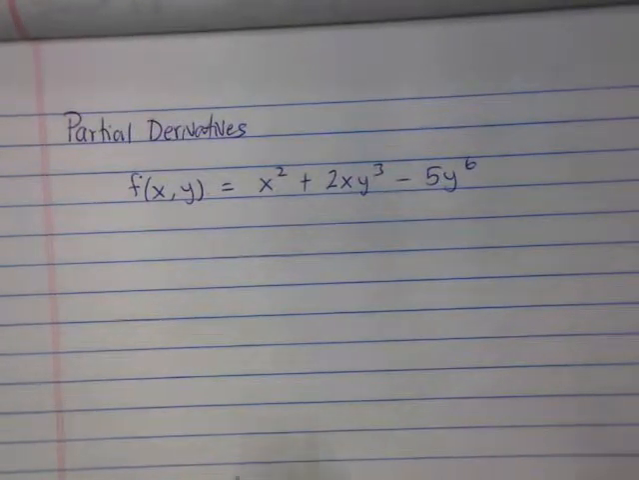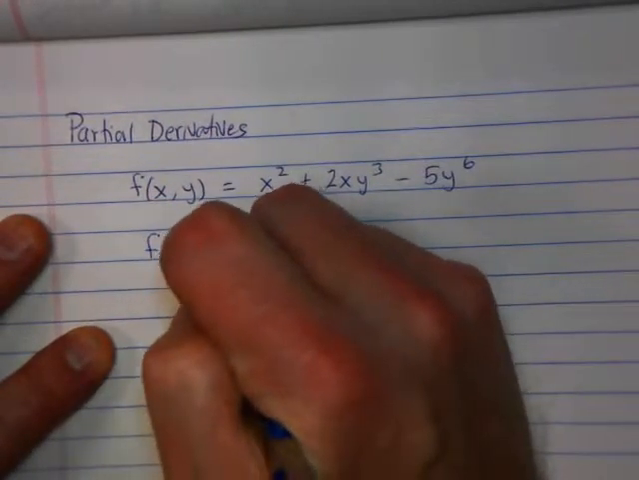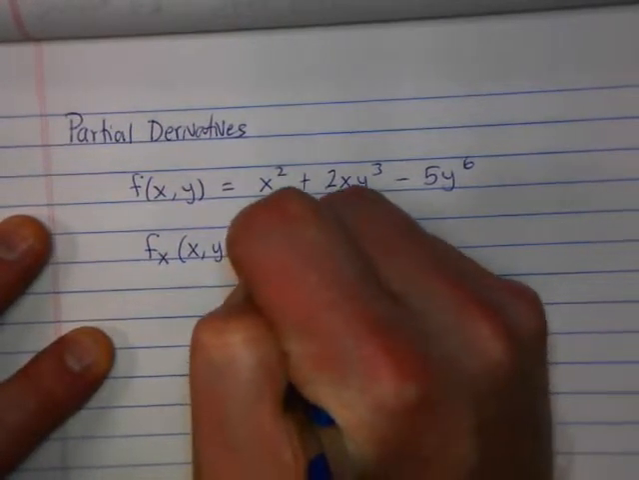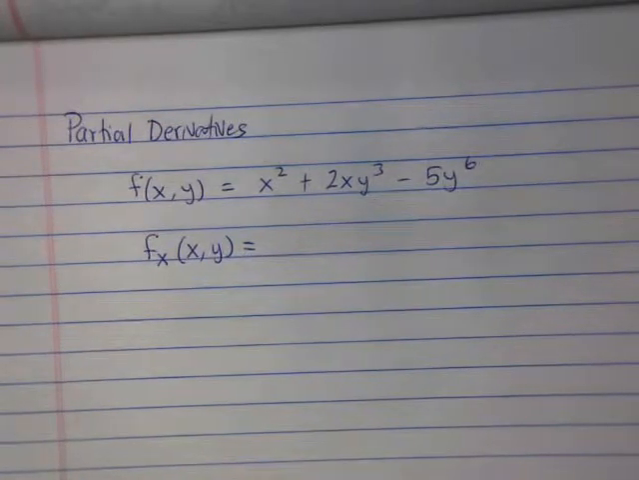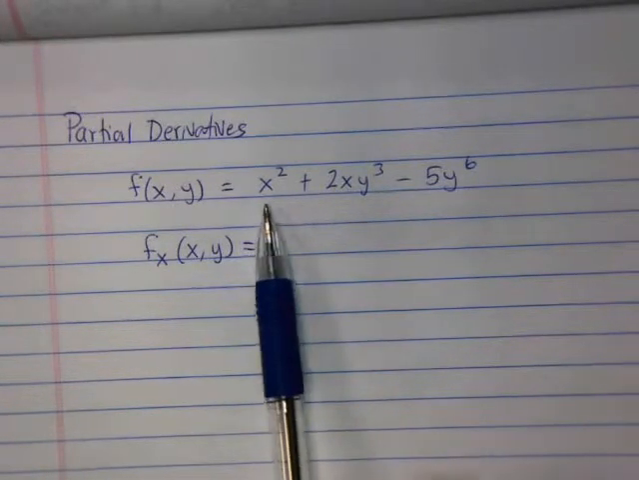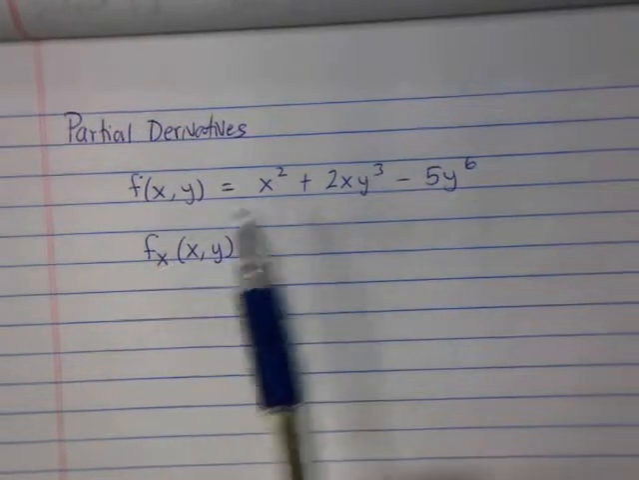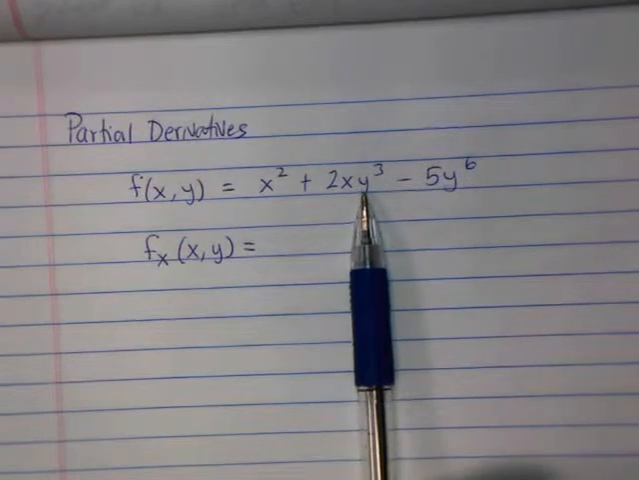So quite often we write this symbol, f sub x of x comma y, and that's called the partial derivative with respect to x. What does that mean? I'm going to differentiate that equation with respect to x. And what do you do with y? It's going to be treated as a constant. So what this means is you're going to consider this equation back up here. You're going to consider x to be the variable, but you're going to consider y to just be a constant.